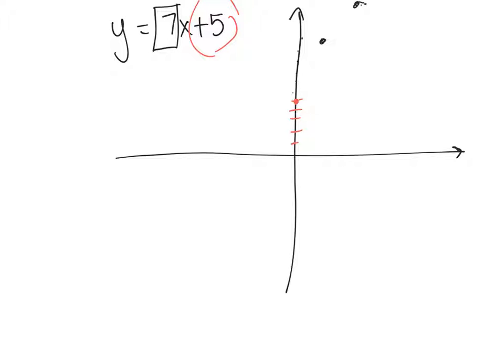If I'm going backwards, I'm going to go down 7 to the left 1. Same with that. So down 7 to the left 1's about here. So now when I graph, there's my line.